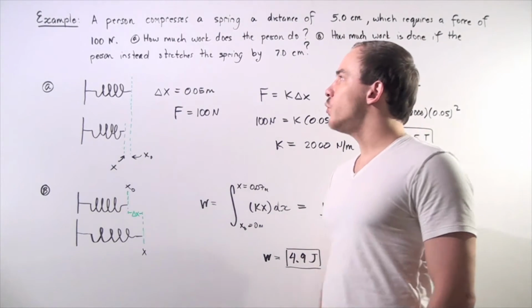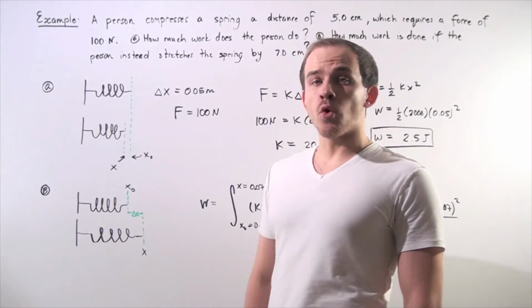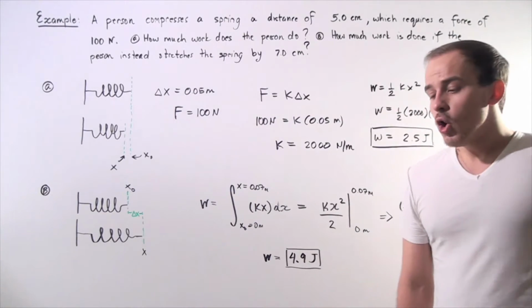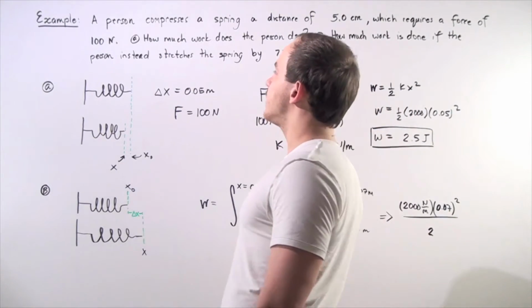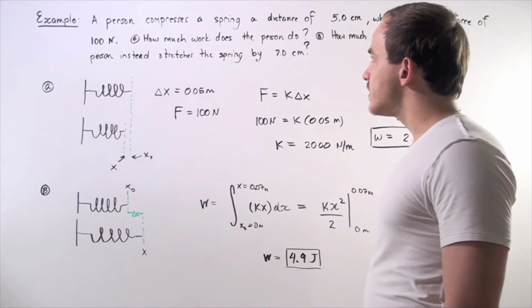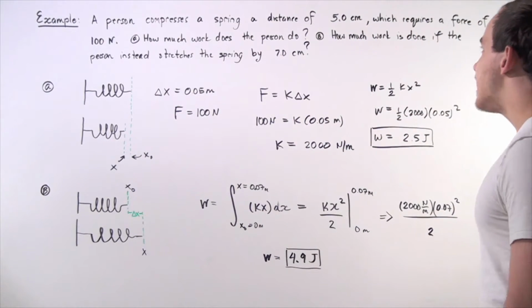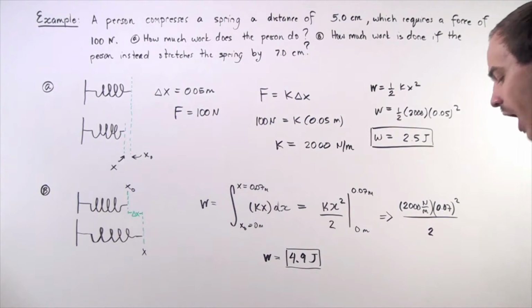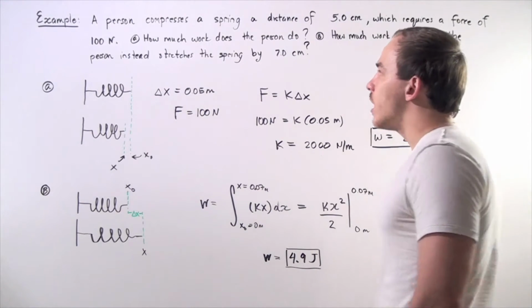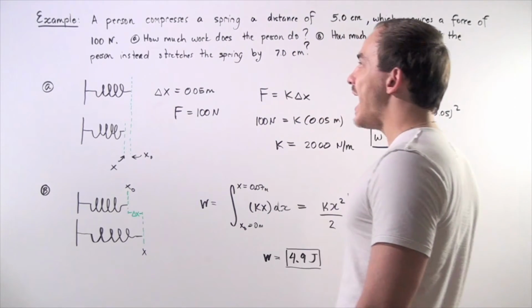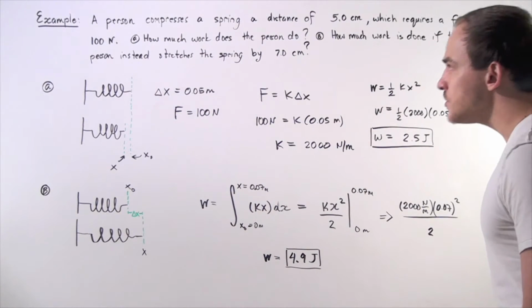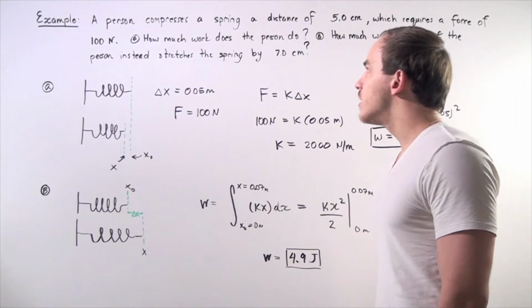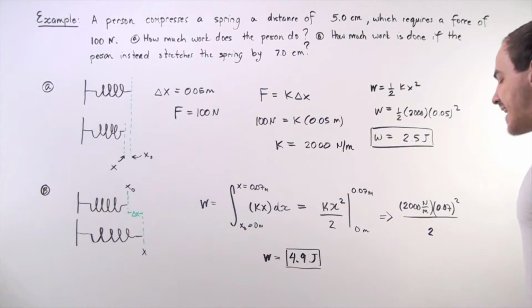So in this lecture, we want to calculate how much work is done on a spring when we compress and stretch that spring. So let's begin. A person compresses a spring a distance of 5 centimeters, which requires a maximum force of 100 newtons. Now, A, how much work does the person do? And B, how much work is done if the person instead stretches the spring by 7 centimeters?